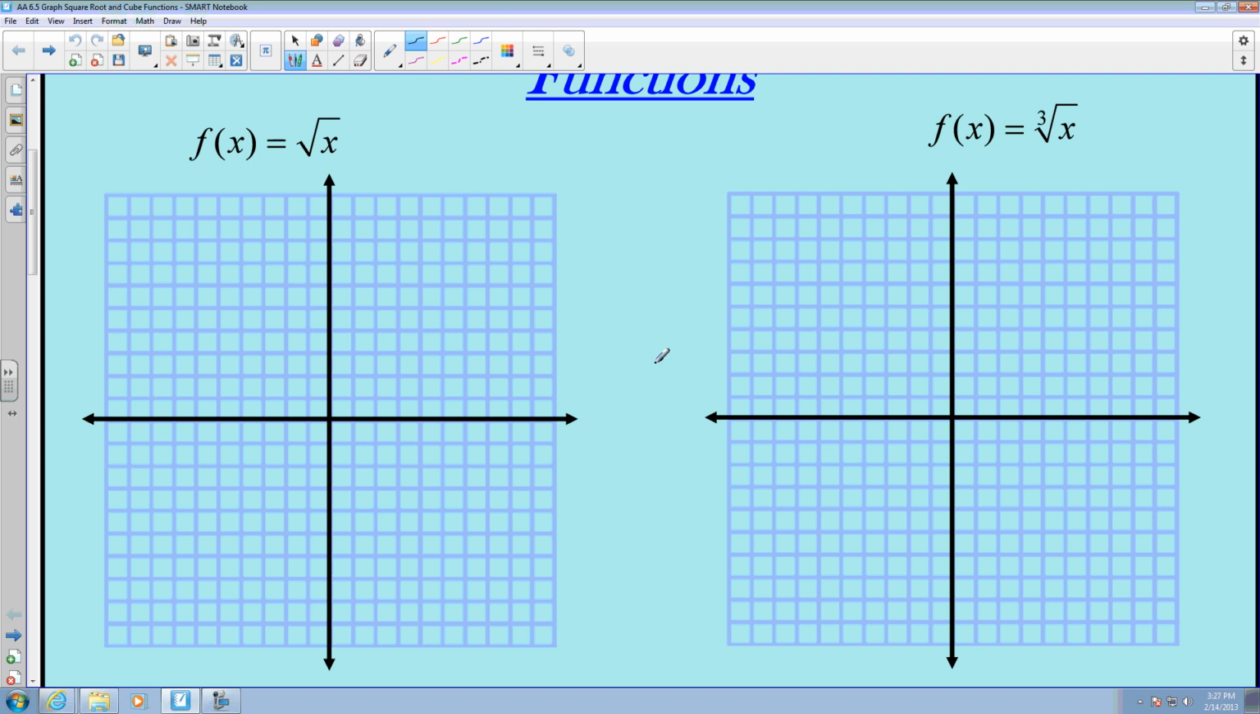And the parent function for f of x equals the square root of x kind of looks like this. And the parent function of the cube root of x kind of looks something like this. The reason why it stops right here at 0 is because x cannot be a negative number. We get an error code if we try to take the square root of a negative number, so that's why it stops there.